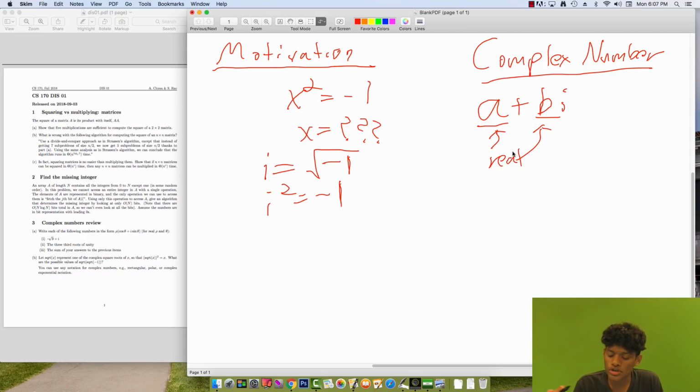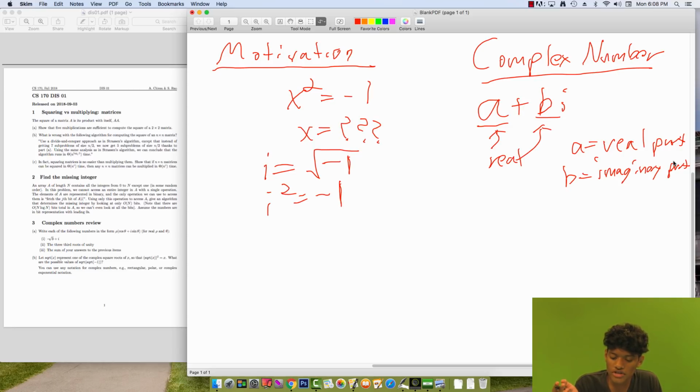Okay, and so when we're dealing with a complex number, typically we call a the real part of the complex number, and b the imaginary part of the complex number, right? a determines how much of this complex number consists of a real component, and b tells you how much of this complex number consists of its imaginary component.